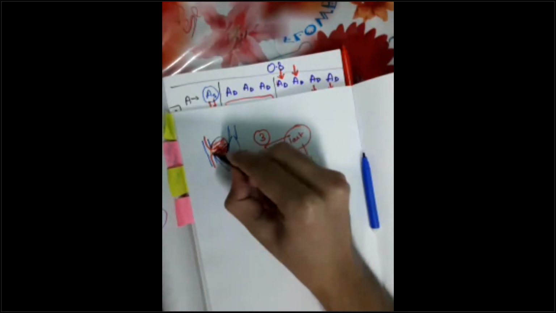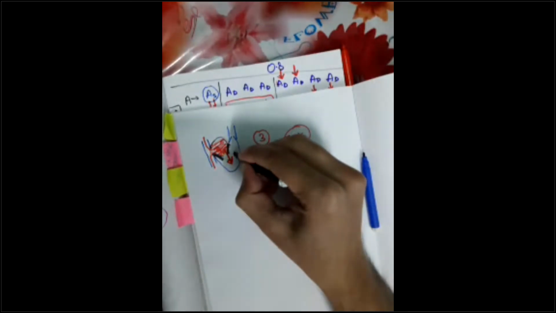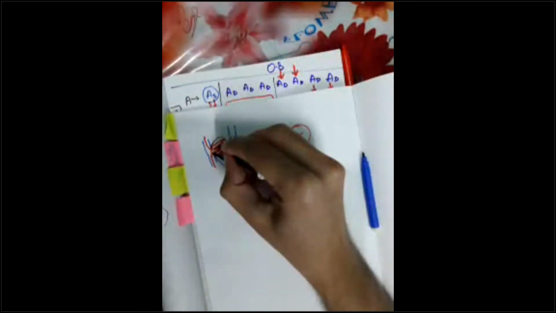When will my blood from the atria enter into the ventricle? When will this AV valve, the atrioventricular valve, open? It will open when the pressure over here is less than the pressure over here.